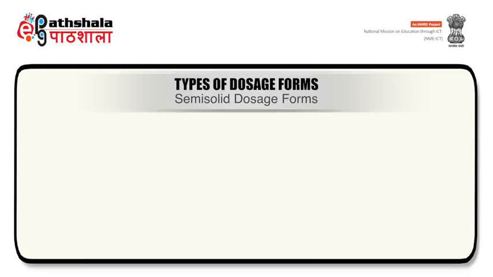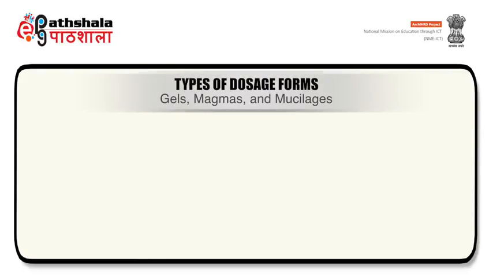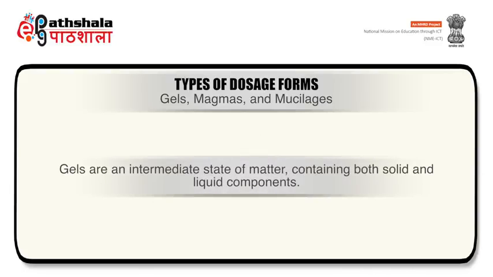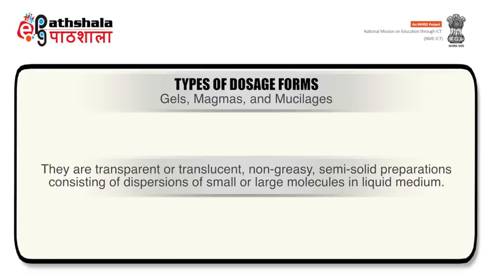Next we study C. Semi-solid dosage forms. Dosage forms that are semi-solids at room temperature include gels, magmas, mucilages, ointments, creams and pastes. We study about gels, magmas and mucilages. Gels are an intermediate state of matter containing both solid and liquid components. They are transparent or translucent, non-greasy, semi-solid preparations consisting of dispersions of small or large molecules in a liquid medium.